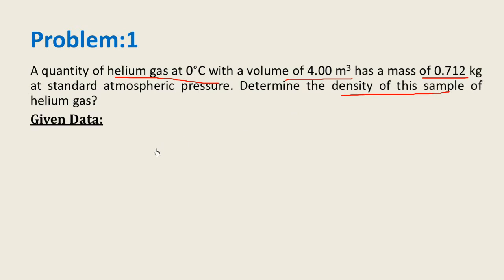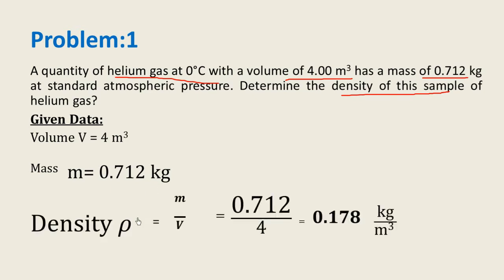First we write down the given data: volume 4 meter cube, mass 0.712 kg. By substituting in the formula, density rho equal to m by v, the mass is 0.712 and the volume is 4 meter cube. By substituting we will get the density value 0.178 kg per meter cube. So this is how we calculate the density of the given problem.